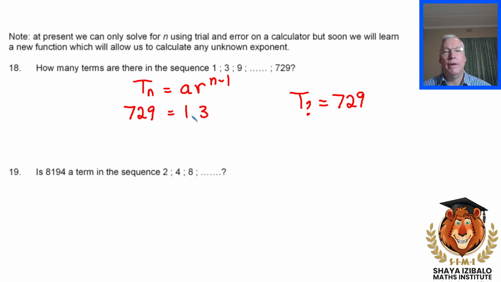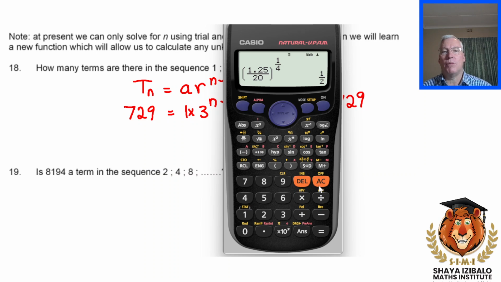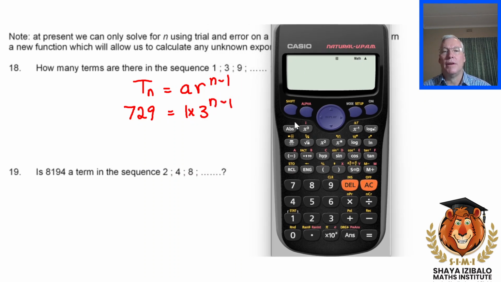All right. A we know is 1. And now to the n minus 1. Right. Now, what we're going to have to do here is just trial and error it, okay? So let's try putting 3 to the 5, for example, into our calculator and see what we get. Well, maybe 3 to the 5 is too small a guess. Let's try 3 to the 6. All right. 3 to the 6 is actually 729.